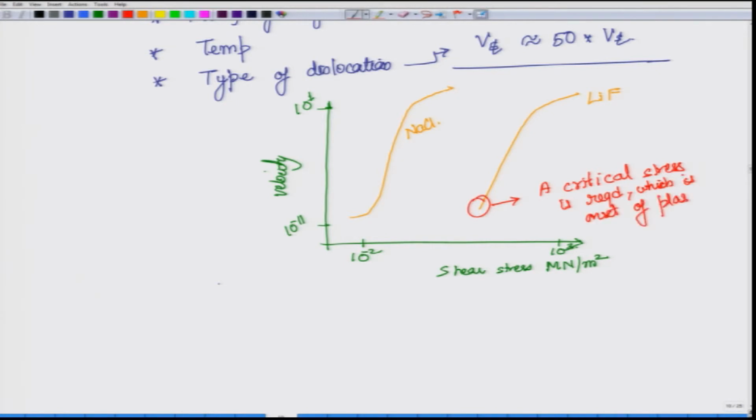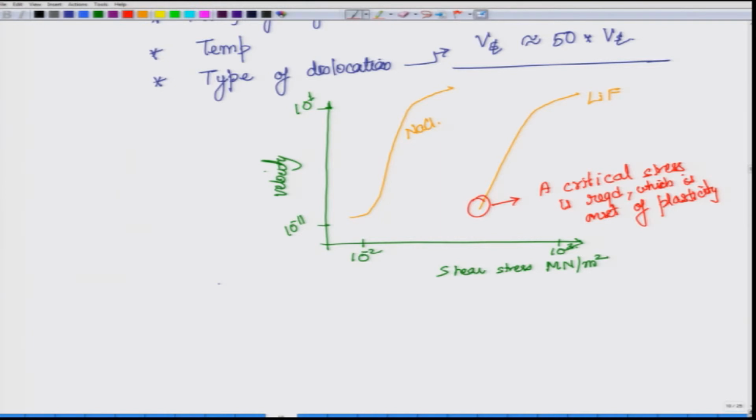If you are applying stress which is in the elastic regime, then of course dislocations are not generated and therefore you would not see any dislocation movement. So, this particular minimum stress that is required in the crystals basically represents the onset of plasticity.